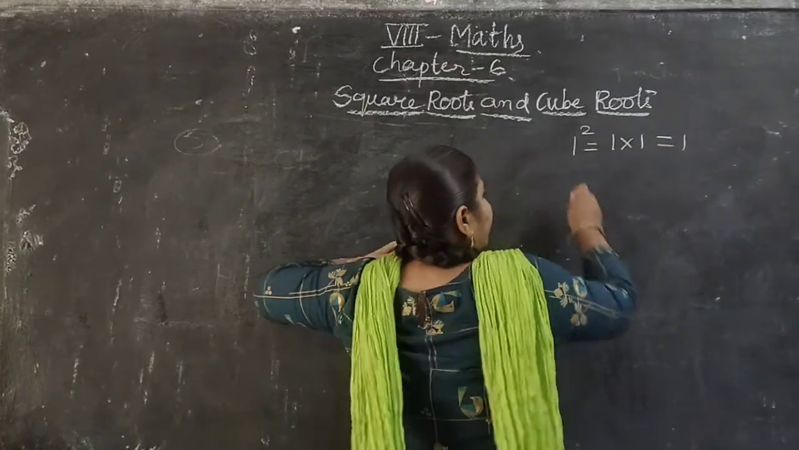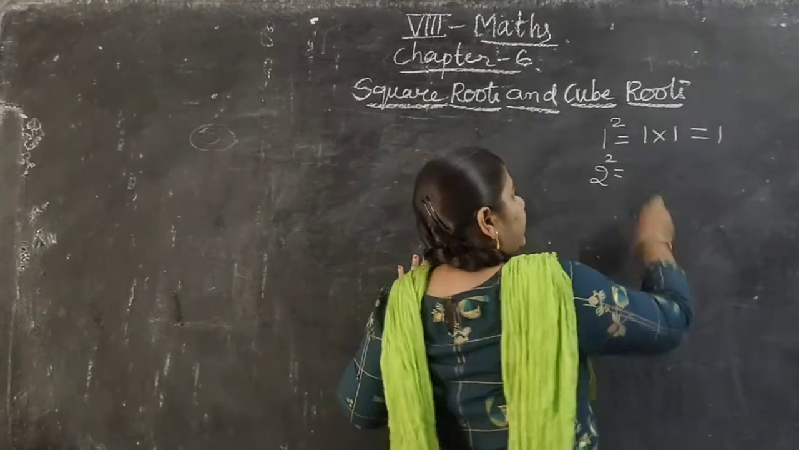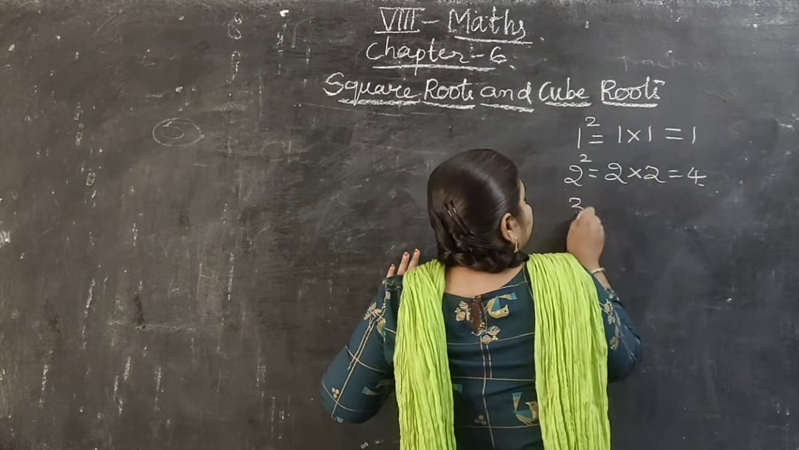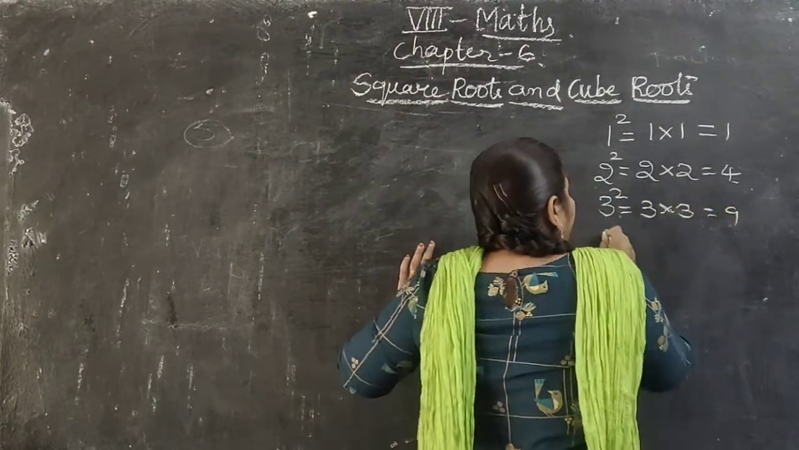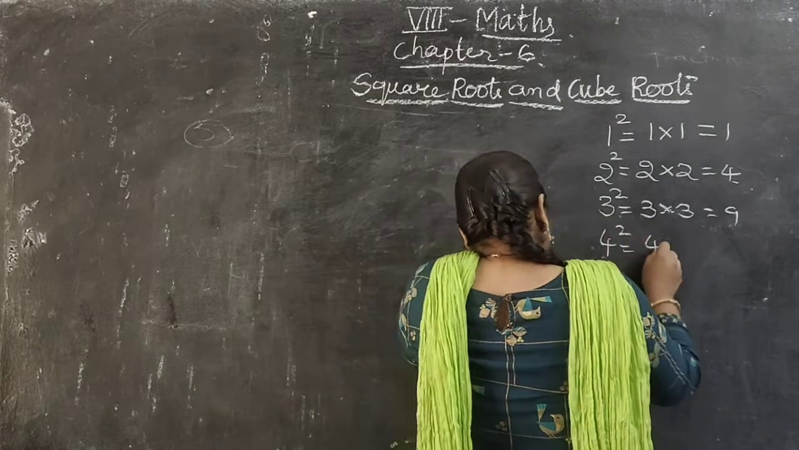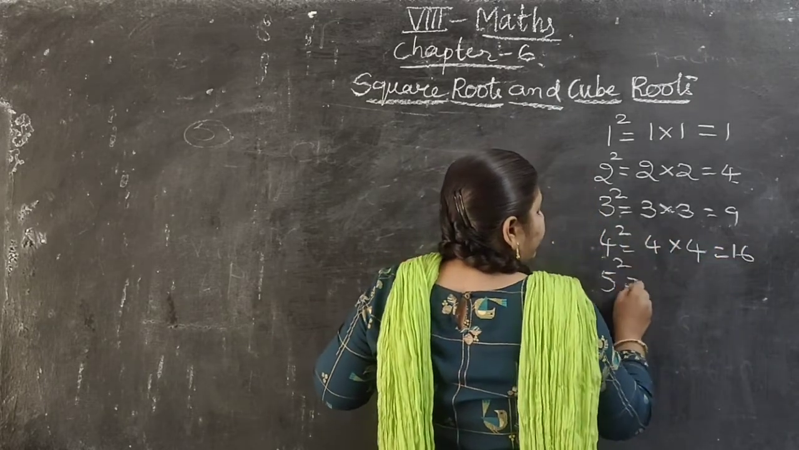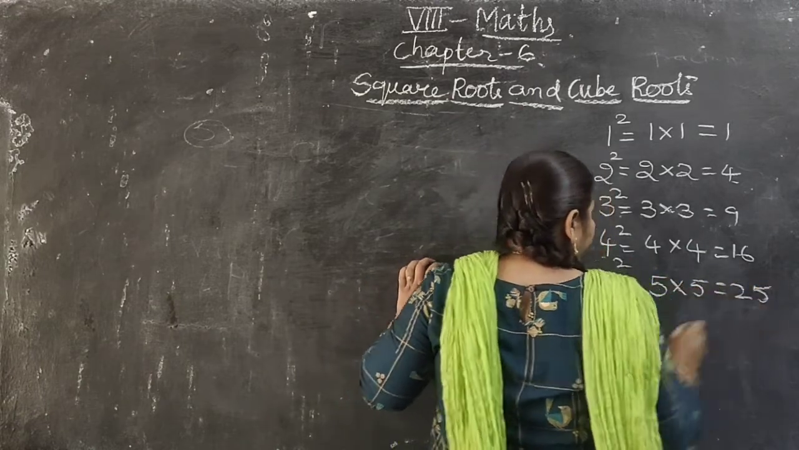In the same way, 2 square will be equal to 2 into 2, we are multiplying two times, that will be 4. 3 square will be how much? 3 into 3 is equal to 9. And 4 square will be 4 into 4, which is 16. 5 square, 5 we are multiplying two times, that is 5 into 5 is equal to 25.